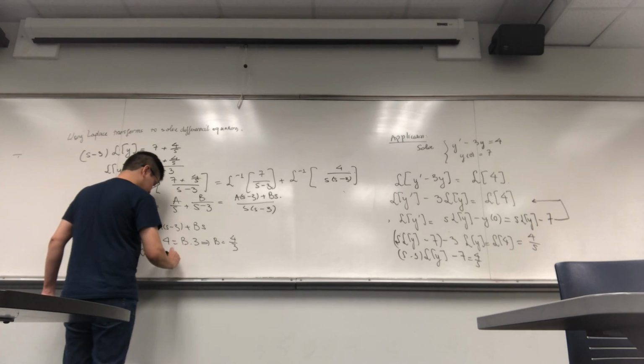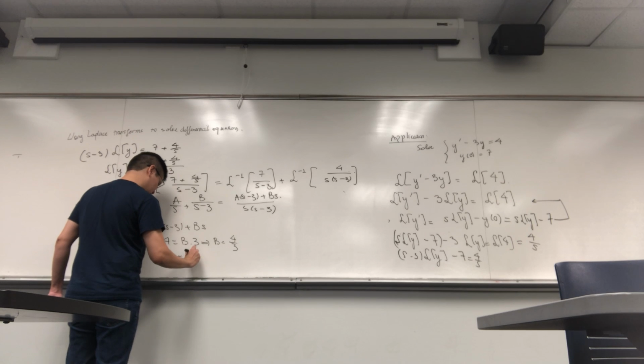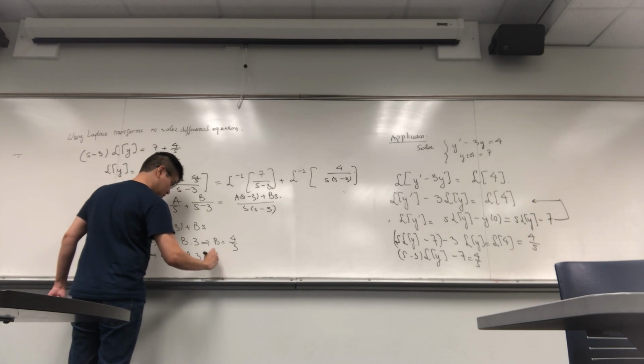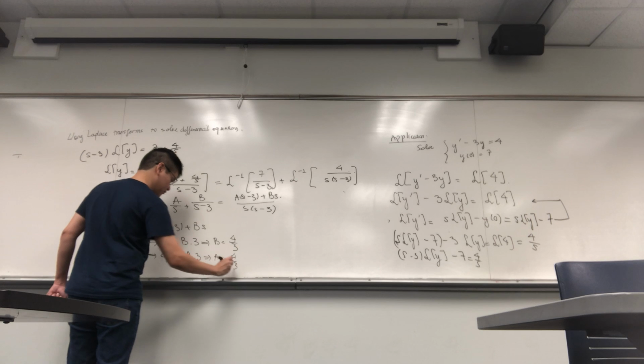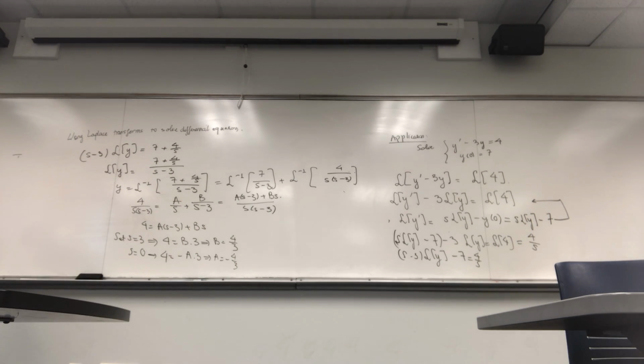Then I have 4 is minus a times 3. So a is minus 4 over 3. Alright?